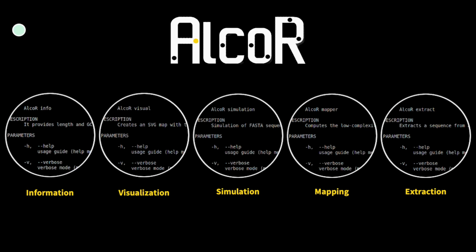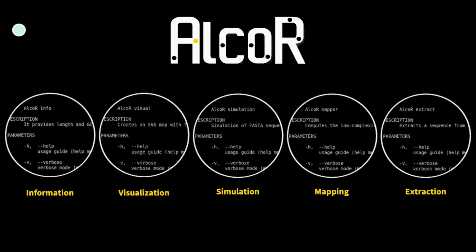It computes the low complexity regions in a FASTA file, providing bidirectional complexity profiles and structural similarity analysis. This module utilizes the parallel bidirectional complexity profiles discussed previously to identify LCRs accurately. The simulation module performs FASTA sequence simulation with features such as file extraction, random generation, and sequence modeling, with SNP-specific mutations. This module allows users to test the accuracy and robustness of the AlcoR method.